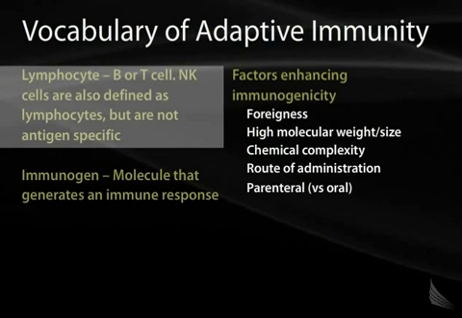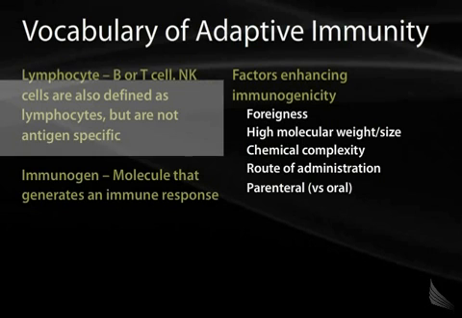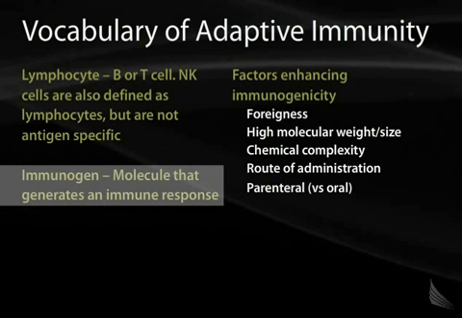Some vocabulary that you need to be familiar with. A lymphocyte is a B cell or a T cell when we're talking about adaptive immunity. Remember, it's important to note that NK cells are also defined as lymphocytes because of their lineage, but they're not antigen specific. An immunogen is a molecule that generates an immune response.